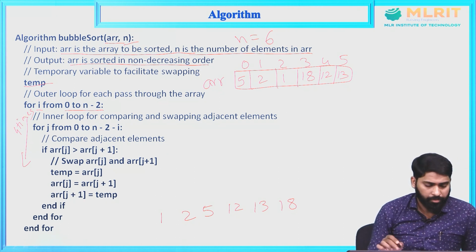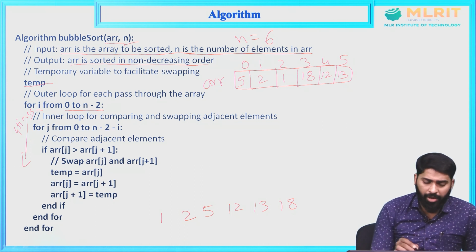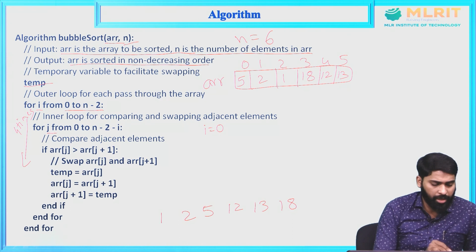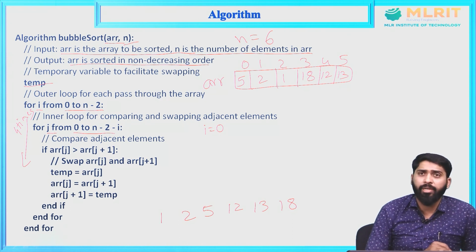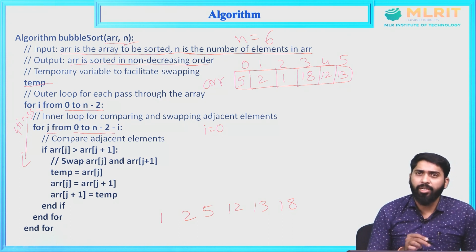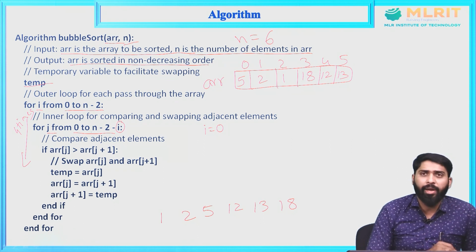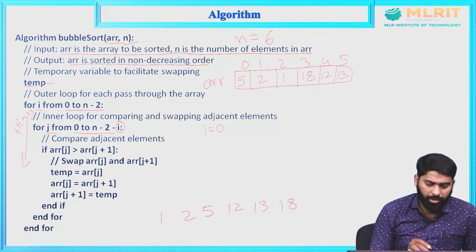Okay. In the first iteration, what is the i value? i equals 0. And j goes from 0 to n minus 2 minus i. In each iteration we find the largest value, so the comparison is reduced by 1. So it is 0 to n minus 2, so 0 to 4 in this case.